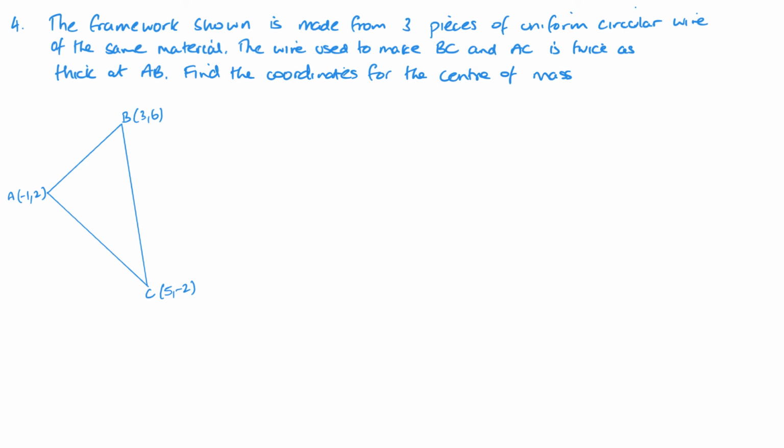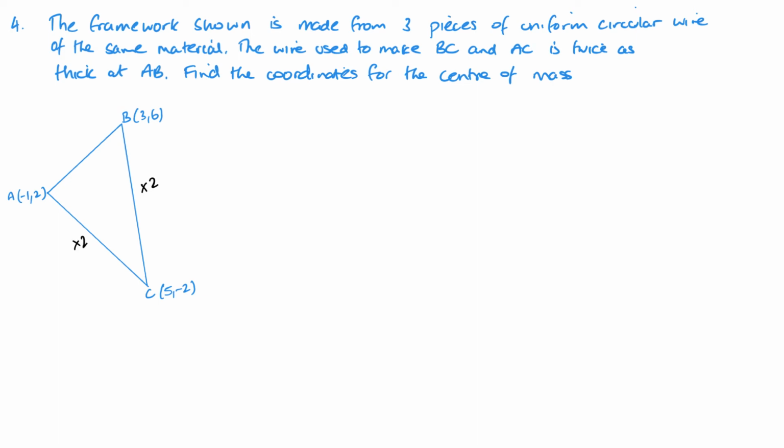Now in this one we've got a framework, 3 pieces of uniform wire, same material. The wire used to make BC and AC, so B to C and A to C, is twice as thick as AB. So this is like a double and this one is a double.